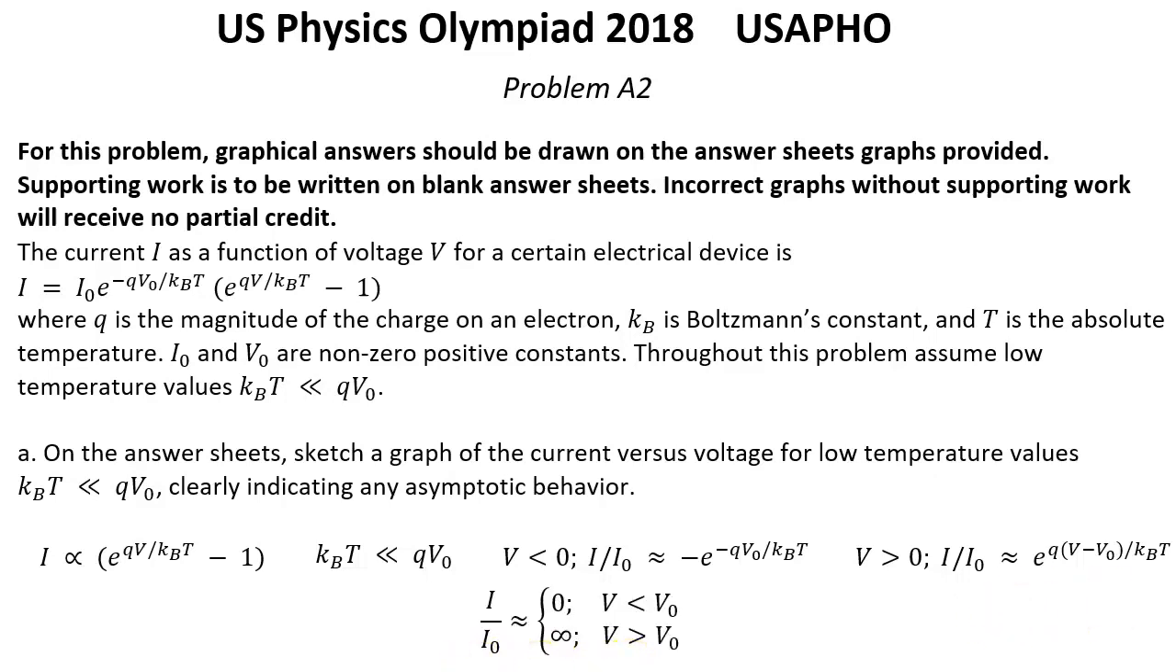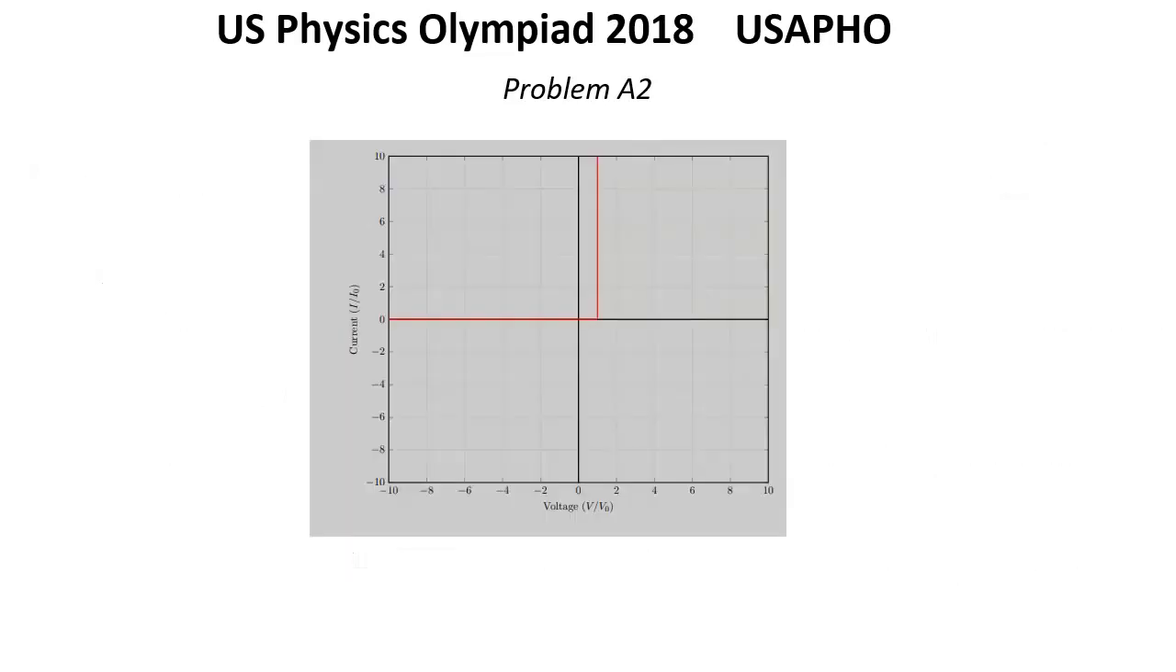Accounting for finite temperature, which is not necessary for full credit, simply rounds the corners in all of the graph. And the final graph should look like this. This is the answer for question A, and this was the solution for this question.